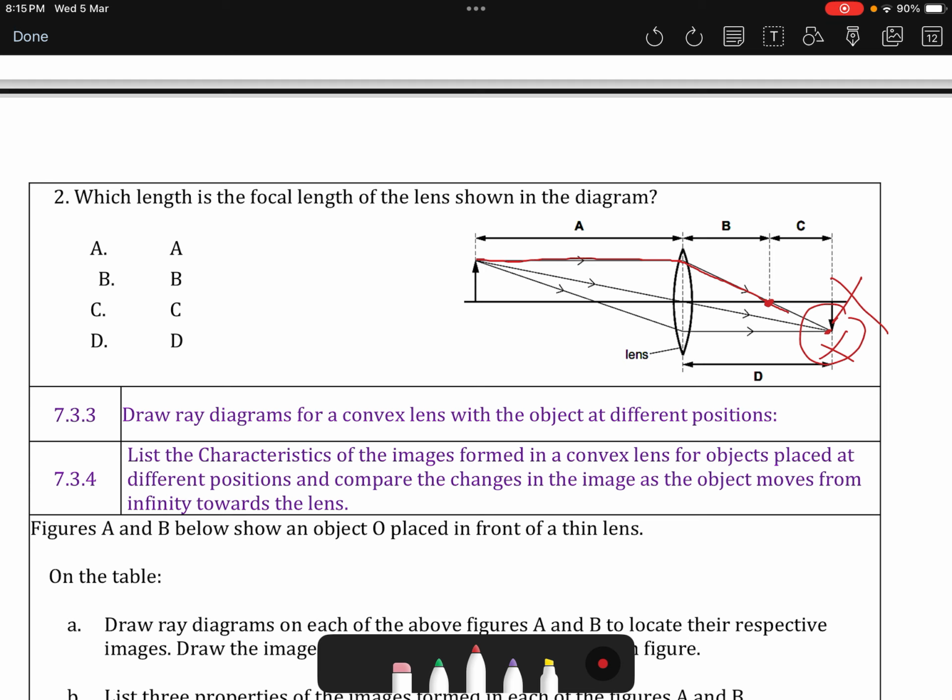Here we have only one parallel ray, parallel to the principal axis. This is the principal axis, so this light ray is parallel. The red one is parallel. I will draw it again, let's give it green color. This light ray is parallel, and now it will refract to the focal point. Now, where is the focal length? Focal length is B, the distance between the lens and the focal point. So the answer is B.